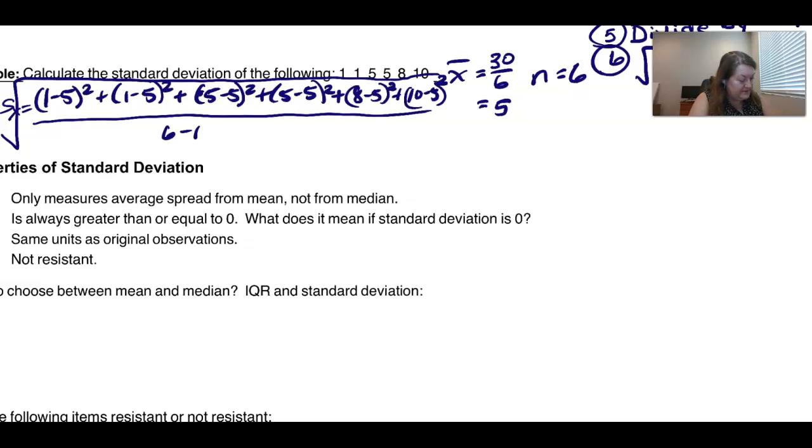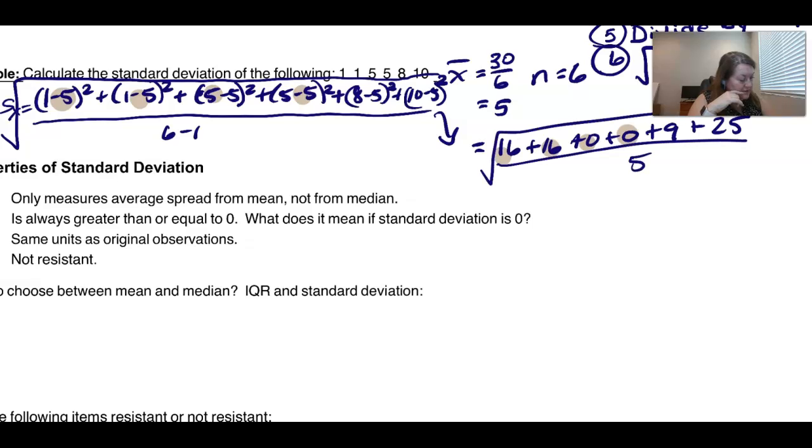Let's go calculate these. 1 minus 5 is negative 4, and 4 squared is 16, but it's really just distance squared, because when we square it, even if it's negative, it's going to turn positive. So I'm going to start out with 16 plus 16, and then 5 minus 5 are zeros, so plus 0 plus 0. I've done this one, this one, this one, and this one. Then the next one is 3 squared, that's plus 9. And the last one was 10 minus 5, which squared is 25. That's all going to go over 5, and we're going to square root it.